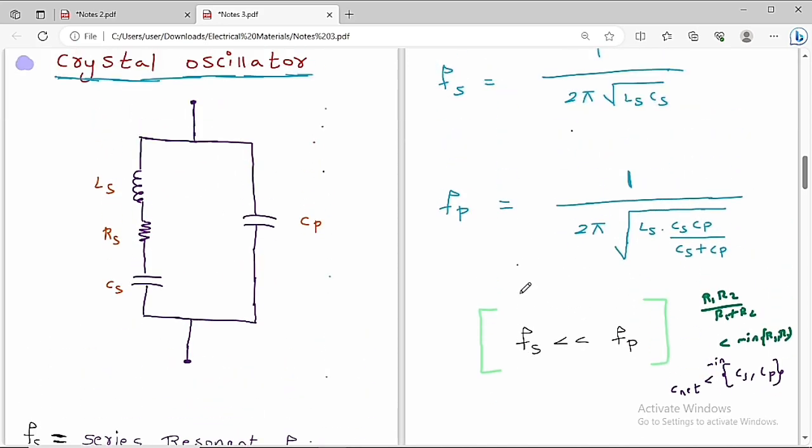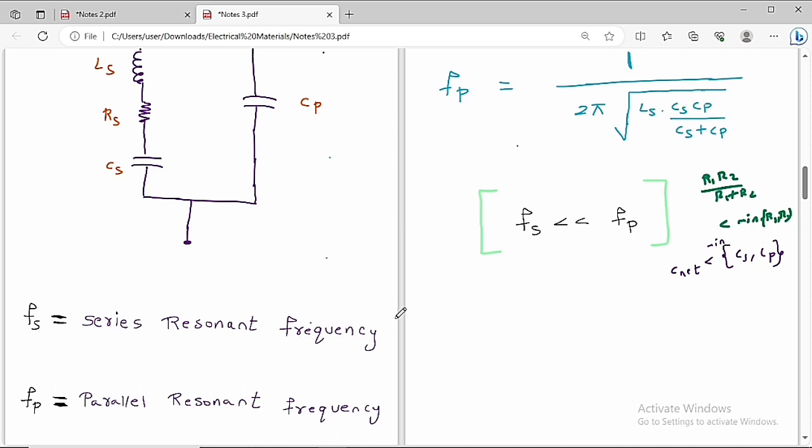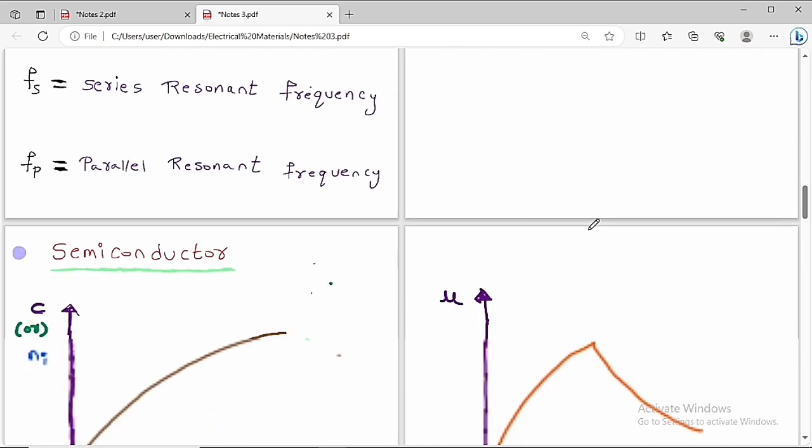So in the case of the crystal oscillator, we have two resonant frequencies. One is the series resonant frequency, which is FS, and FP is the parallel resonant frequency. And the relation is always FS is less than FP. This is a very, very important thing you have to remember.